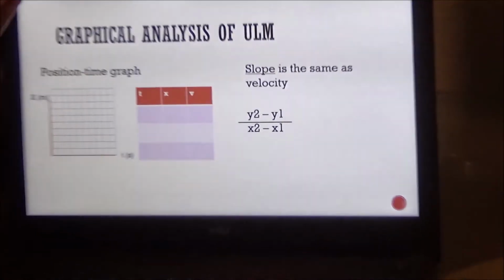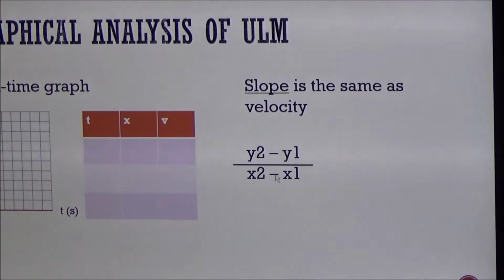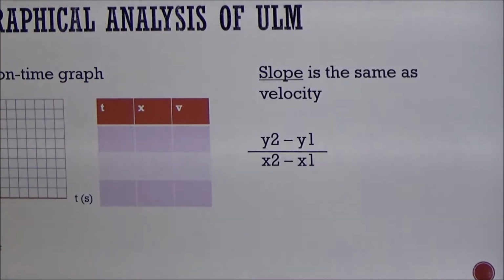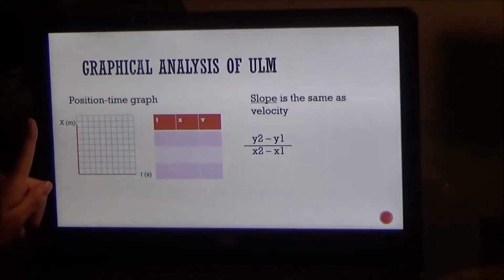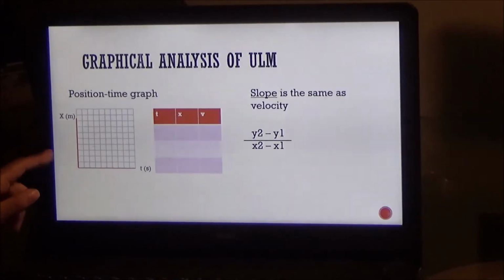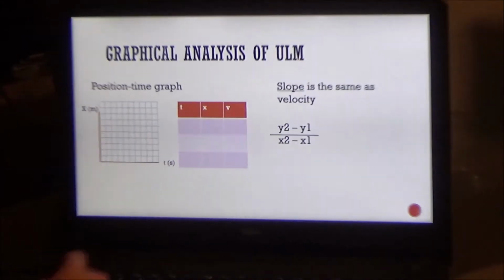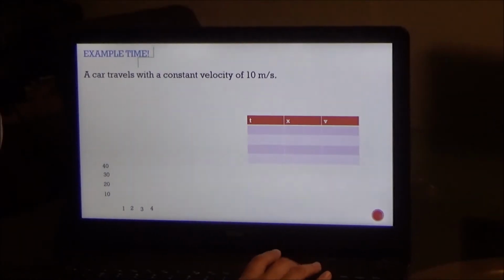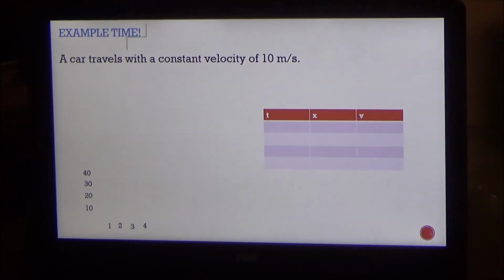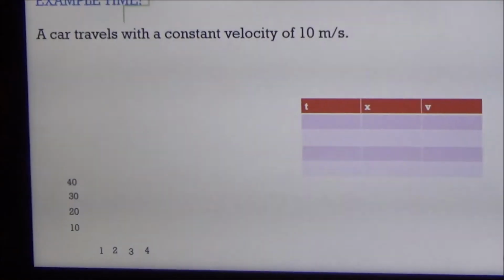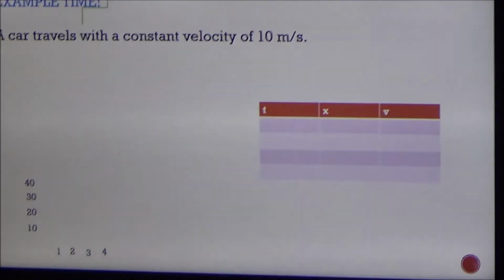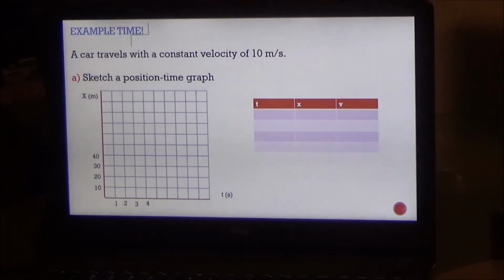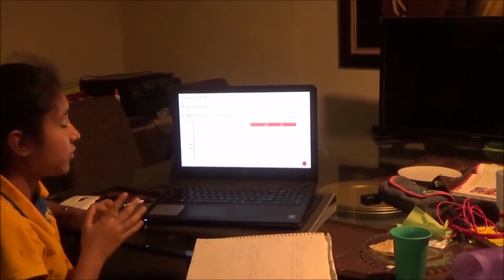What does this represent? This represents the numbers that will be on this side, the position side. And this will be the time. We are going to set it up. It's sample time. So it says, a car travels with a constant velocity of 10 meters per second. So this is the table that we are going to use.